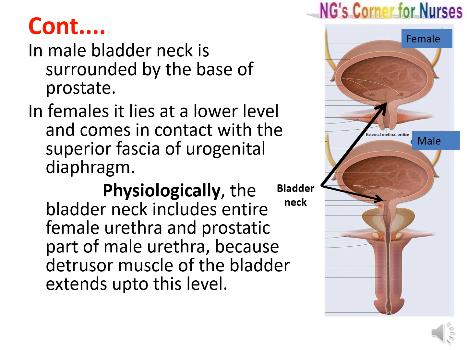In males, the bladder neck is surrounded by the base of the prostate. So we can see in the picture. And in females, it lies at a lower level and comes in contact with the superior fascia of the urogenital diaphragm. And physiologically, the bladder neck includes the entire female urethra and prostatic part of the male urethra, because the detrusor muscle of the bladder extends up to this level. We will learn about the detrusor muscle in next slides.